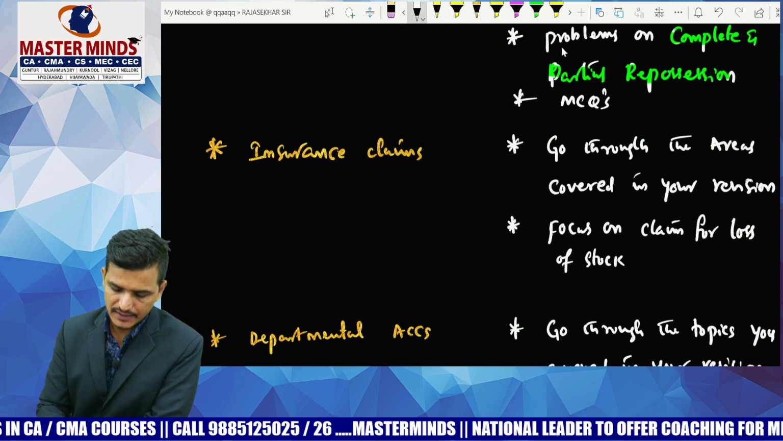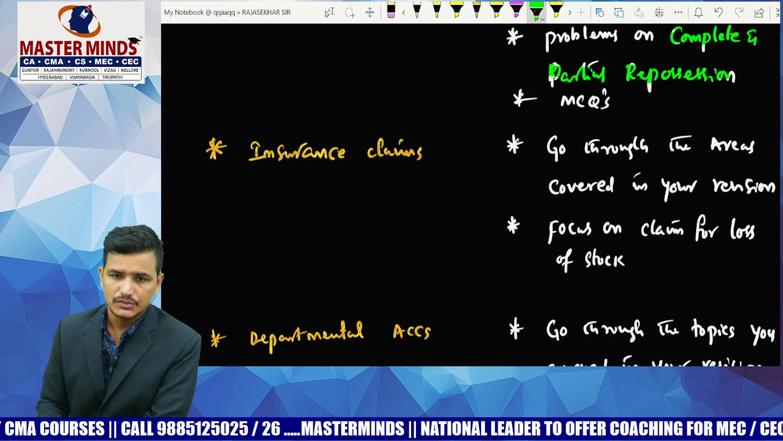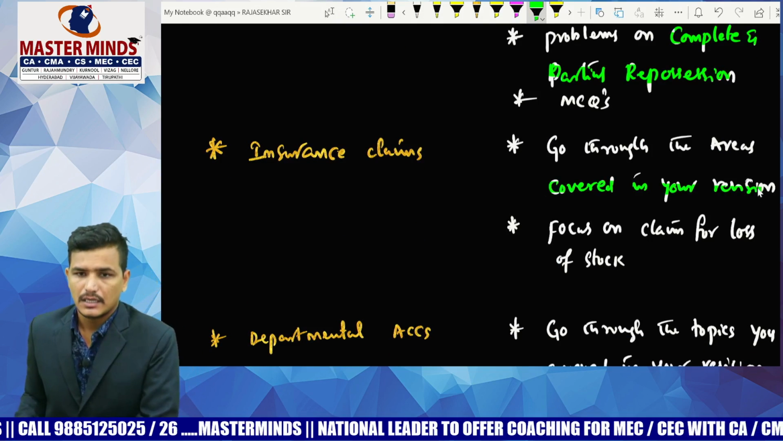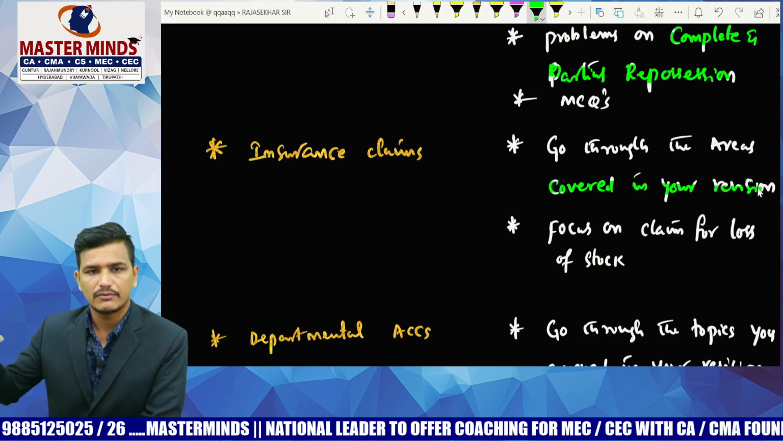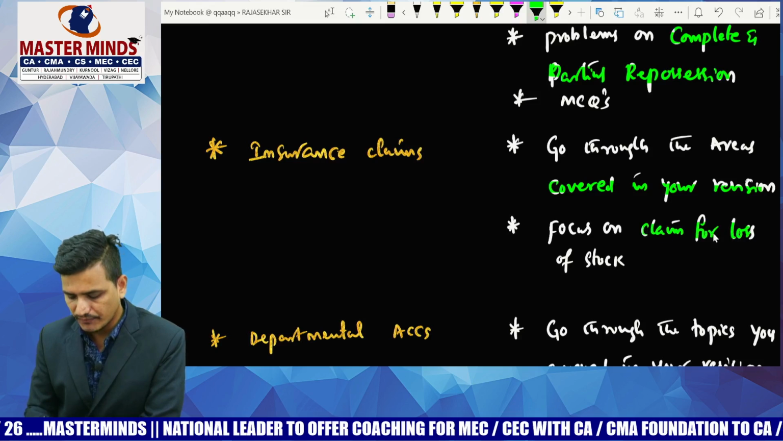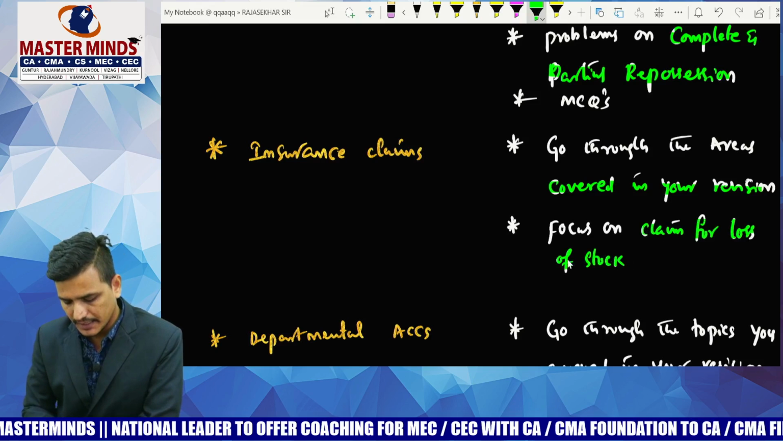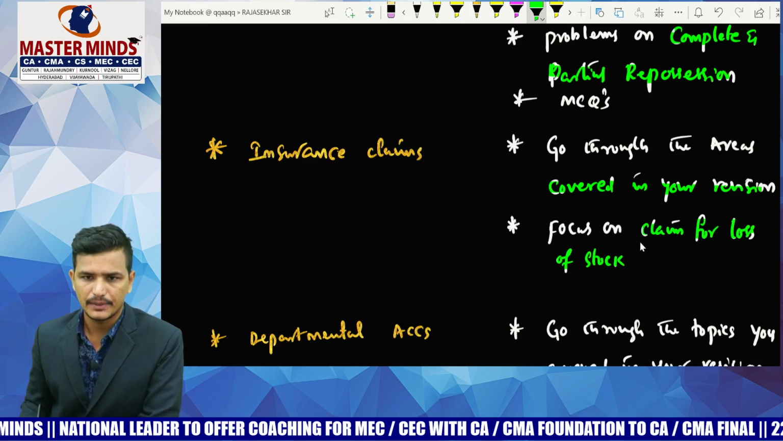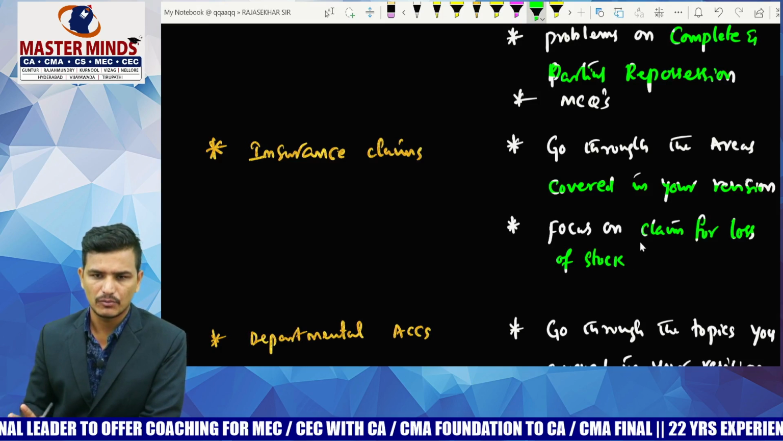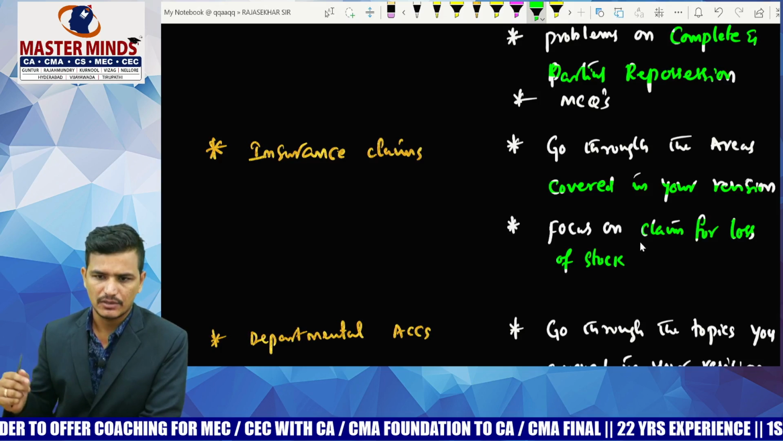In case of insurance claims, just go through the areas you have covered in your revision time. And if you have not covered this chapter in your revision time, at least try to focus on the computation of claim for loss of stock. In case of loss of stock, how the claim will be computed. Those kinds of problems will be there. Around 4 to 5 models are there, so at least try to cover one model.